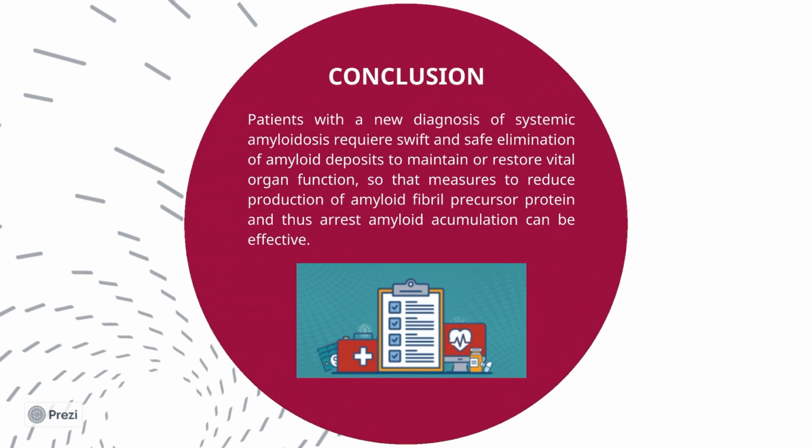And lastly, the conclusions: patients with a new diagnosis of systemic amyloidosis require swift and safe elimination of amyloid deposits to maintain or restore vital organ functions. So the measures to reduce production of amyloid fibril precursor protein and thus arrest amyloid accumulation can be effective.